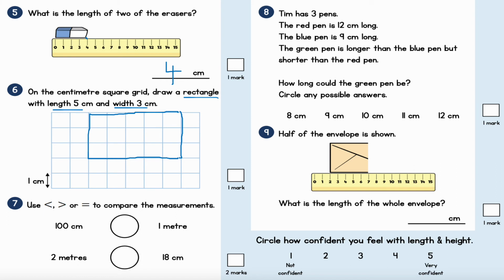This is question number 7. Make sure that you use a ruler for question number 6. A ruler and a pencil, please, guys. I am excused here because obviously I'm doing it on a screen, but please make sure that you use a pencil and a ruler.